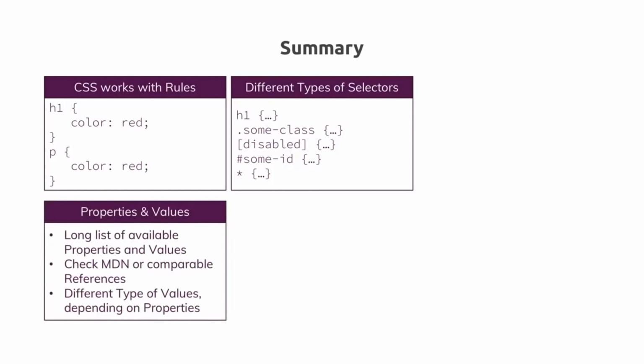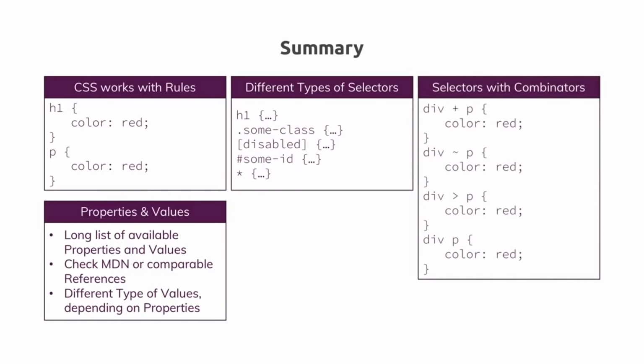You learned that there are many properties and values, and you can find a complete list on the Mozilla Developer Network, MDN, and there are different types of values, and we will explore way more properties and values throughout the course. We had a look at selectors and combinators, so that you can combine multiple selectors to be more precise about which element you want to select. You learned about these 4.